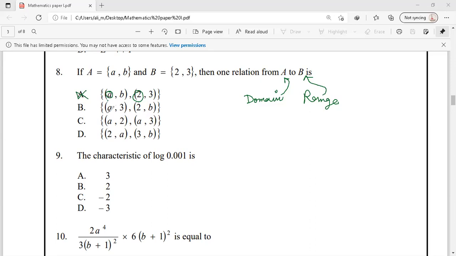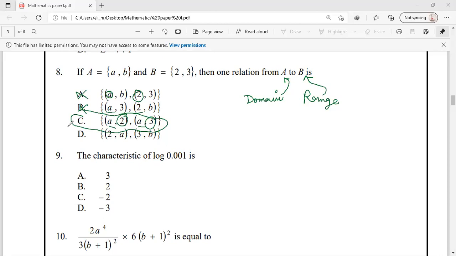Similarly, in option B, we have A and 2. These are not part of set A. It means this is also not a relation. Then we have A and A. This domain is a subset of set A. Similarly, the range 2 and 3 belong to set B. So option C for this question number 8 is the right answer.